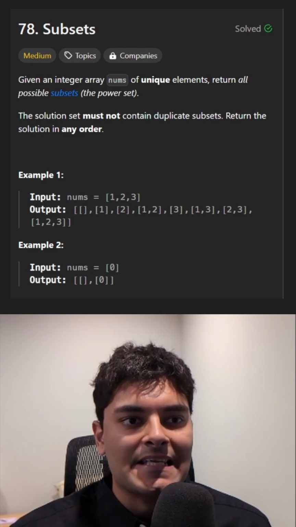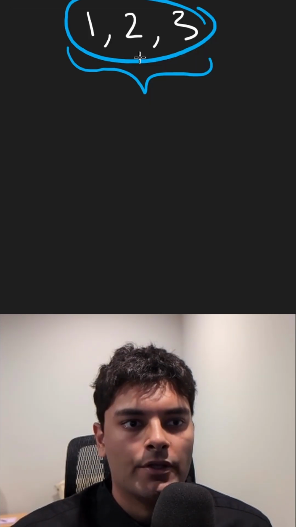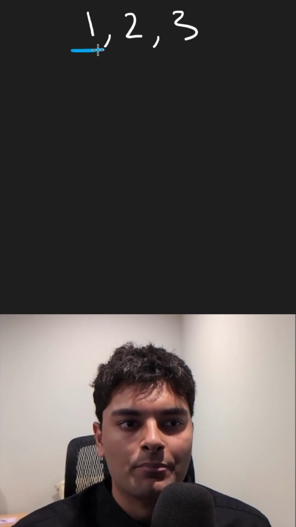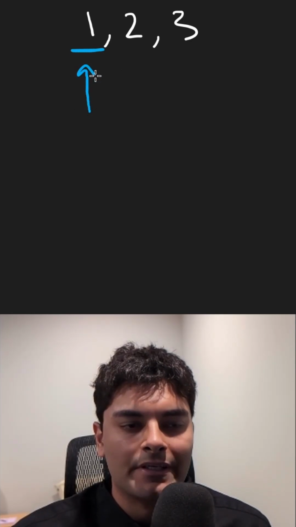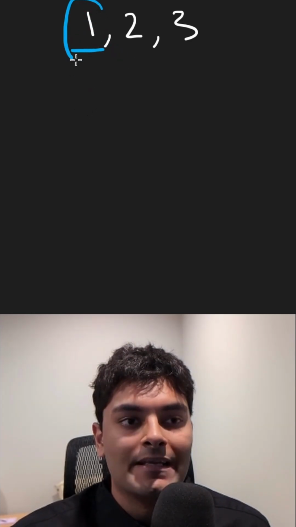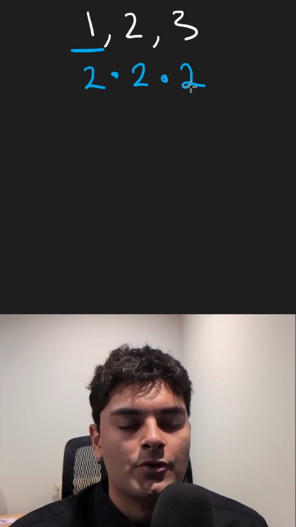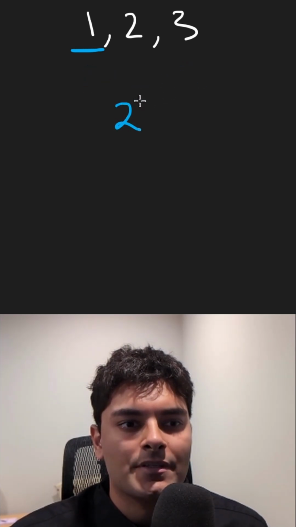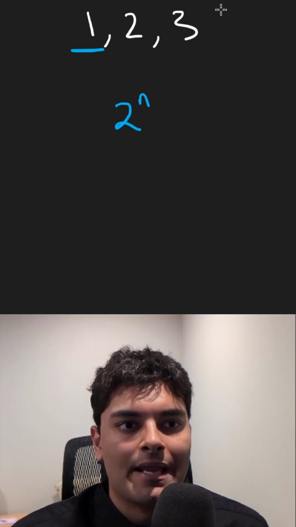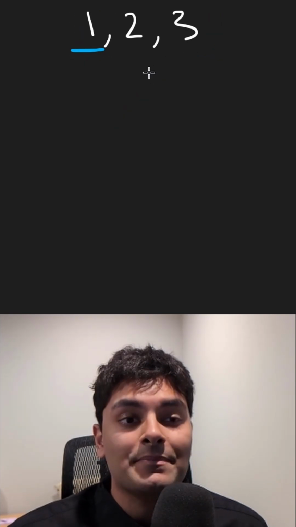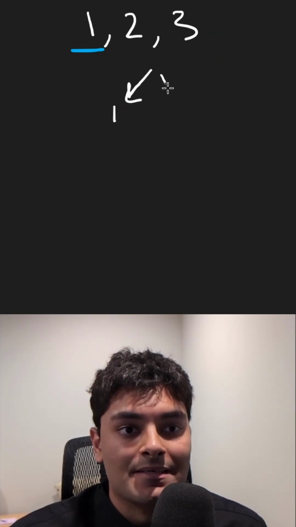If I gave you a set of numbers and asked you to create all possible subsets from it, you would have a choice. For each number, you can choose to either include it or not include it. For any number, you have two choices. You realize that there's going to be 2 to the power of n subsets, where n is the size of the input. This can be illustrated with a decision tree, something like this.